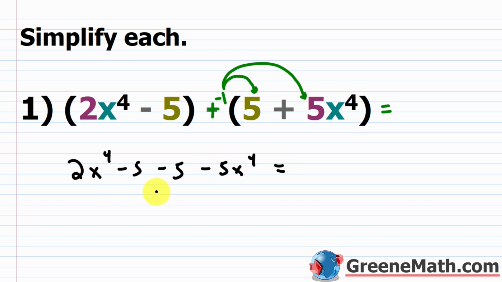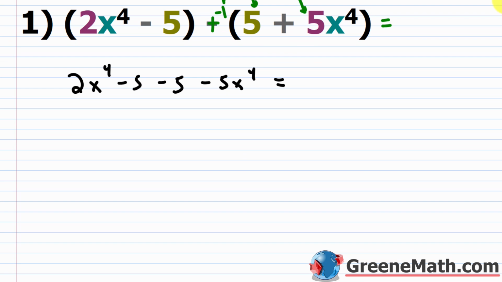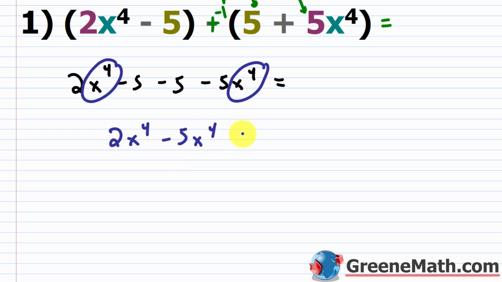Okay, so at this point, you could just go through and perform your operations. It's typically best when you first start doing this to write your like terms next to each other. So you'll notice that you have this x to the 4th power, you have this x to the 4th power. So let's put those two terms next to each other. I'm going to put the 2x to the 4th power, and then you can go minus, or you can do plus negative, whatever you want to do, this 5x to the 4th power, and then the minus 5, and then the minus 5, okay? So how do we combine these?